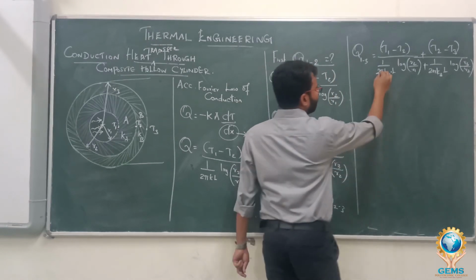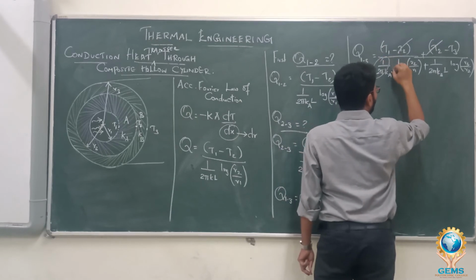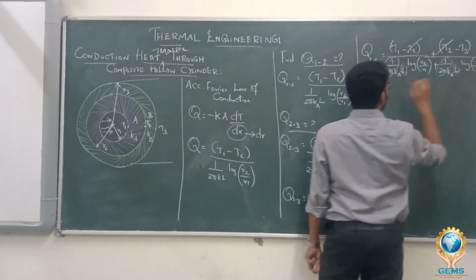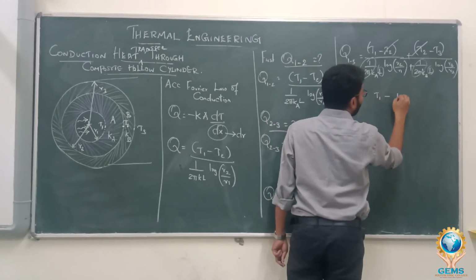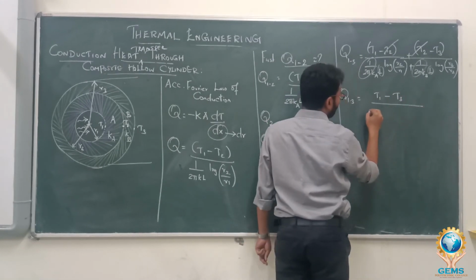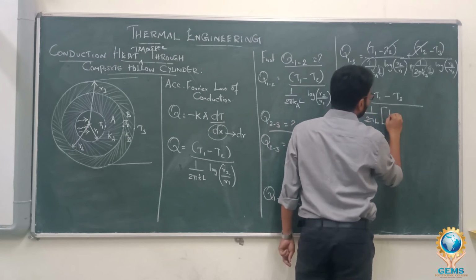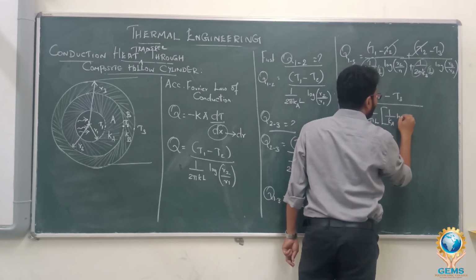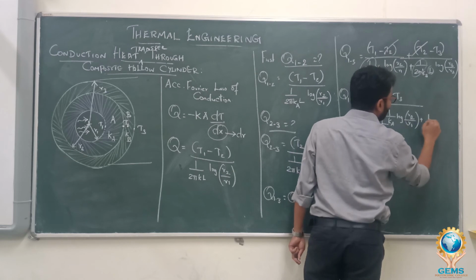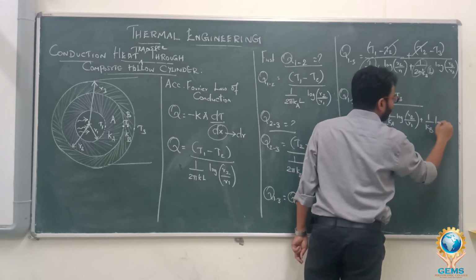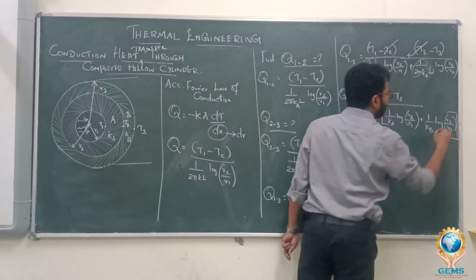Here minus T2 plus T2 will get cancelled, and 1 by 2 pi L will be common. So the final answer will be T1 minus T3 divided by 1 by 2 pi L times, 1 by Ka log of R2 by R1 plus 1 by Kb log of R3 by R2.